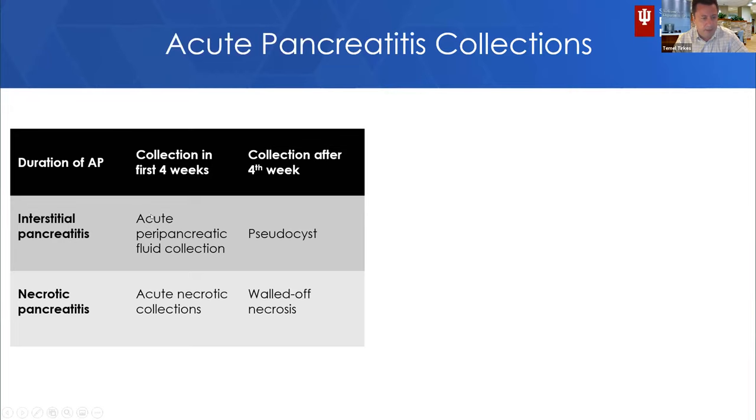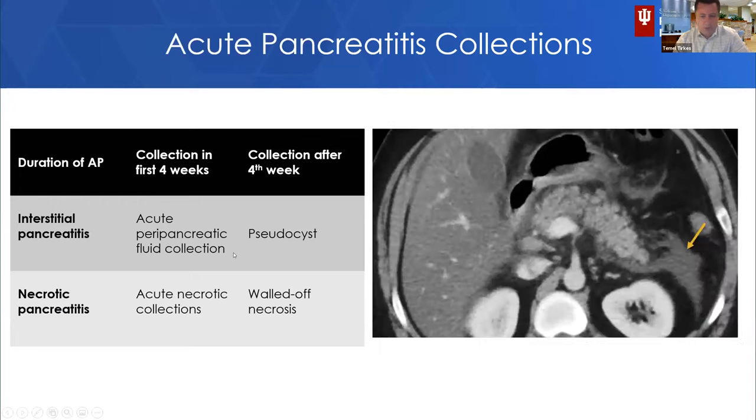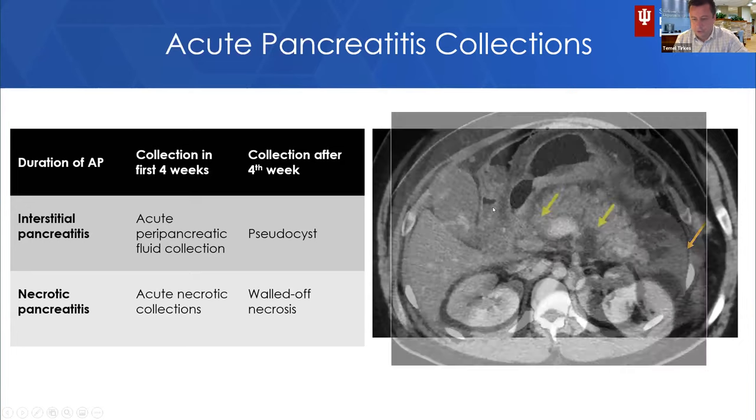And the name of the collection is different if it is an interstitial versus necrotic pancreatitis. And it's also different if the duration of the acute pancreatitis is less than 4 weeks or after 4 weeks. So in a case like this, which is an acute pancreatitis with fluid collection, as you can see, the pancreas diffusely enhances. There's no lack of enhancing parenchyma. Therefore, this is probably interstitial pancreatitis. And the pancreatitis, let's say, was only last week. So this would be an acute peripancreatic fluid collection.